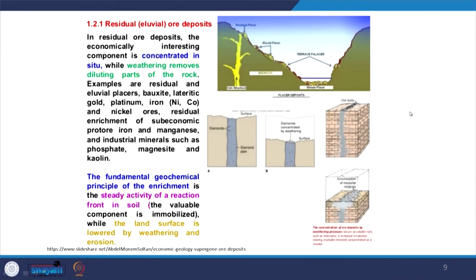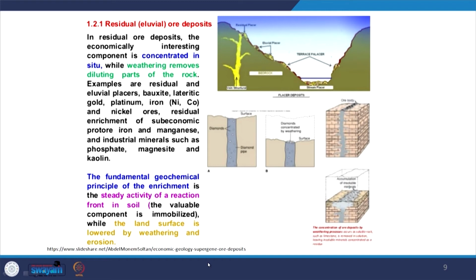Then residual, alluvial, eluvial ore deposit is another part. These terminologies are mostly found in economic geology, under secondary mineral enrichment. Here in a residual ore deposit, the economically interesting component is concentrated in situ, while weathering removes the diluting part of the rock. That means it is residual concentration. In residual concentration, the heavies remain at their place, however the lights are removed. Examples of residual concentration are bauxite, lateritic soil, platinum, iron ore, nickel; these types of deposits are mostly residual concentration.